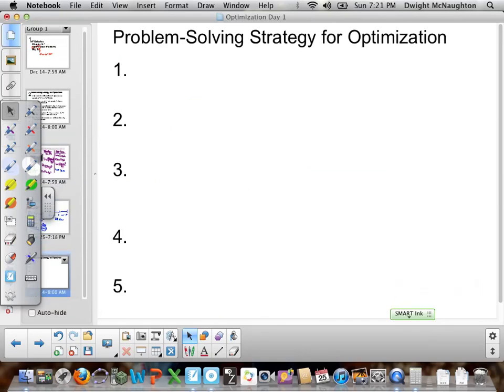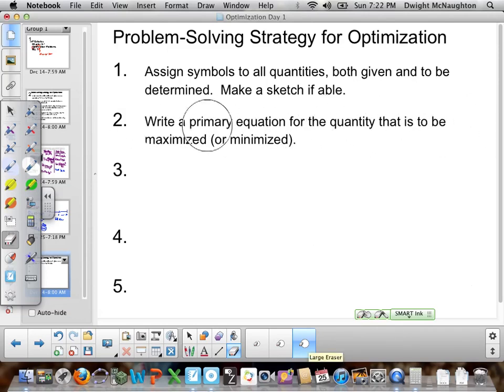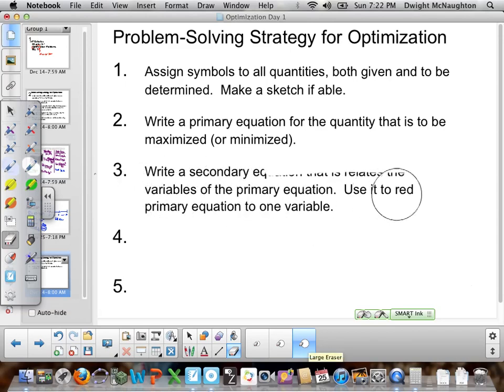So again, reviewing the problem solving strategy, come up with some variables. Assign symbols to your quantities. If necessary or possible, make a sketch. Two, primary equation. Keyword, look for what's max or min. Your primary equation will likely have more than one variable. Write a secondary equation to get rid of it. You've got your primary equation, you've got your secondary equation.